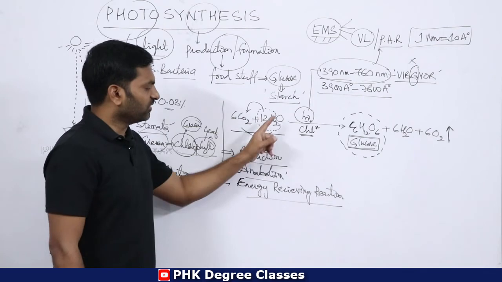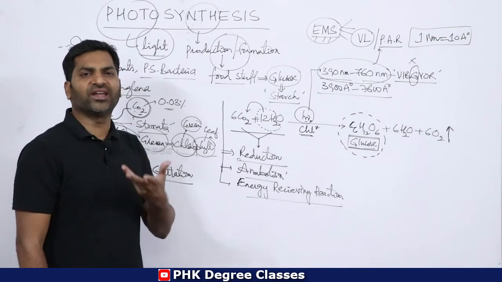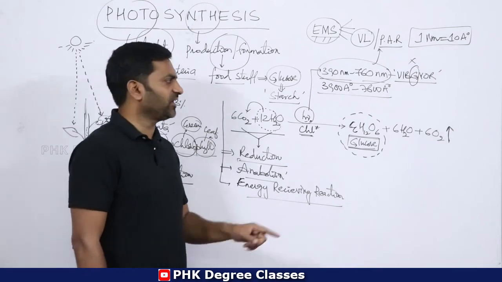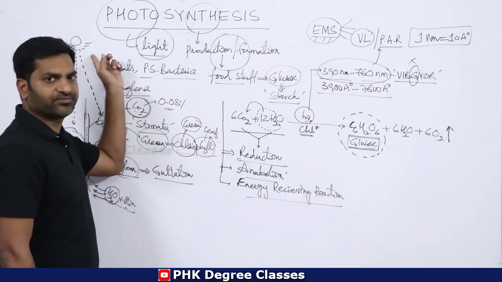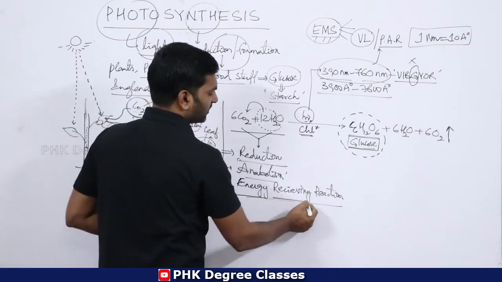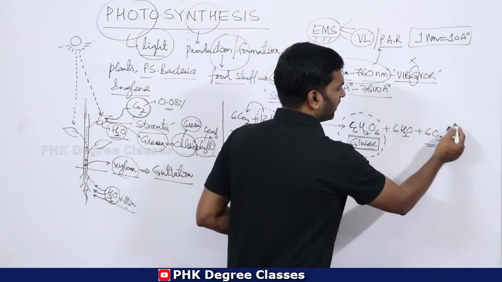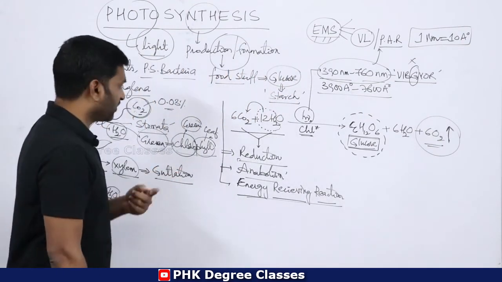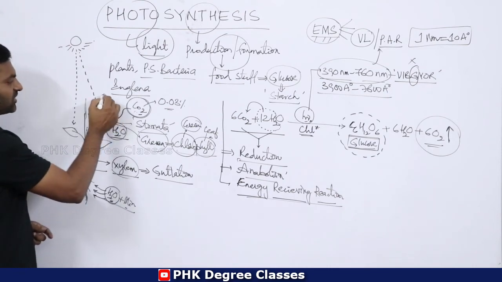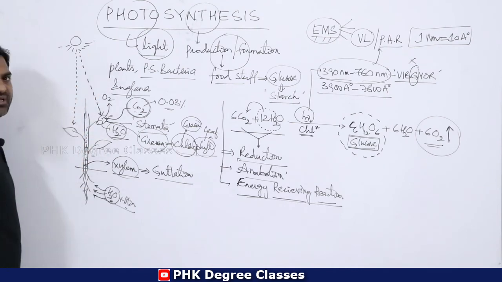Clear? So for the combination of these two compounds, some amount of energy is required. Clear? This amount of energy is given by whom? Sunlight. Okay, so hence photosynthetic process is also called an energy receiving reaction. Okay, then come to here, there is liberation of oxygen. Liberation of oxygen from where? From the leaf, or you can say from the plant. So oxygen will come out from the leaf, or you can say plant, during the photosynthetic mechanism.